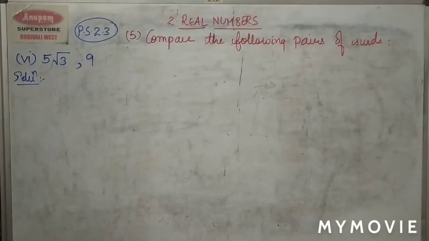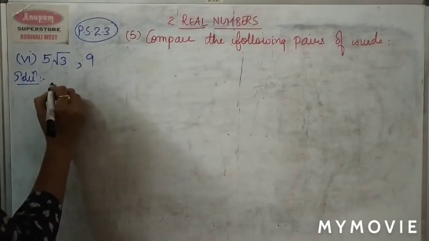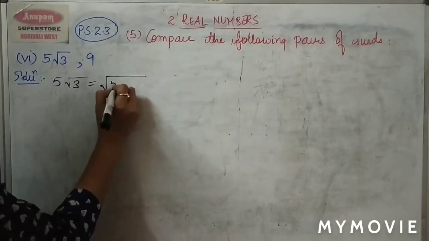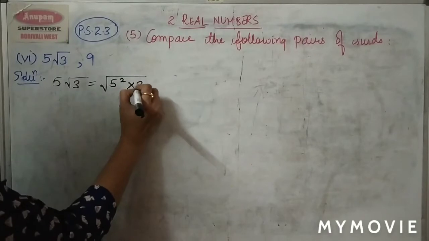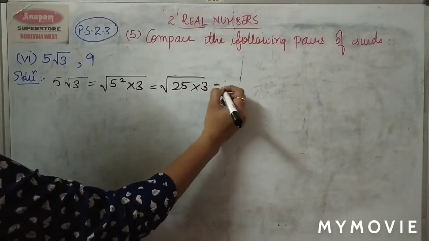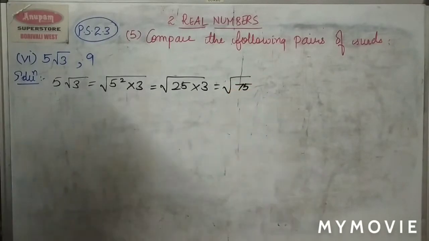Next example, 5 root 3 and 9. First I'll take 5 root 3, 5 inside. When it goes inside, it will become square of 5 into 3. Square of 5 is 25 into 3, which will be square root of 75.